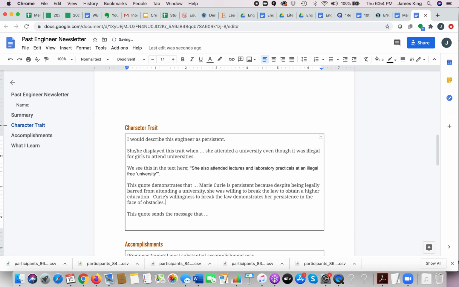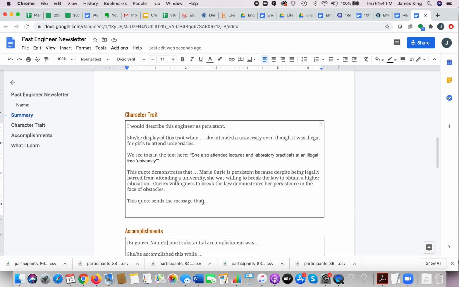And then I go even further. Curie's willingness to break the law demonstrates her persistence. Remember, we're proving that this quote shows that she's persistent. So I'm saying her willingness to break the law, which we describe here, demonstrates her persistence in the face of obstacles. Now, my concluding sentence should go even further than the reasoning and extend the claim.